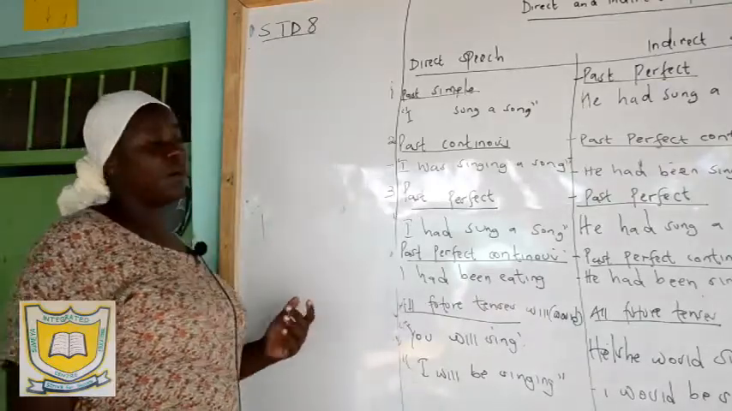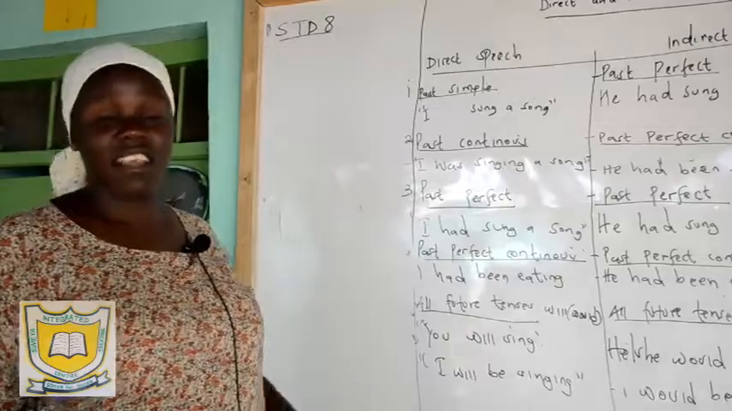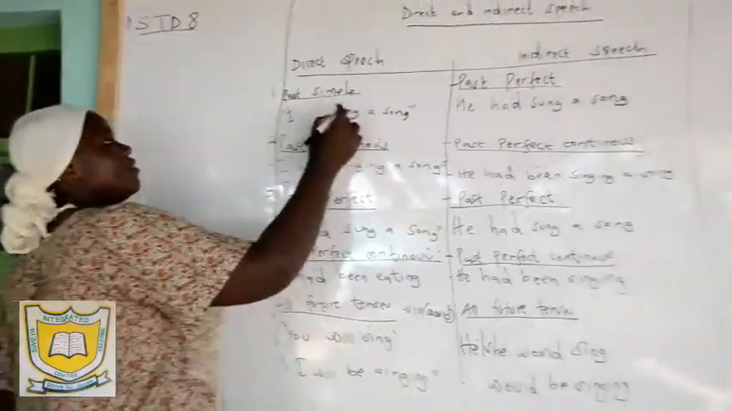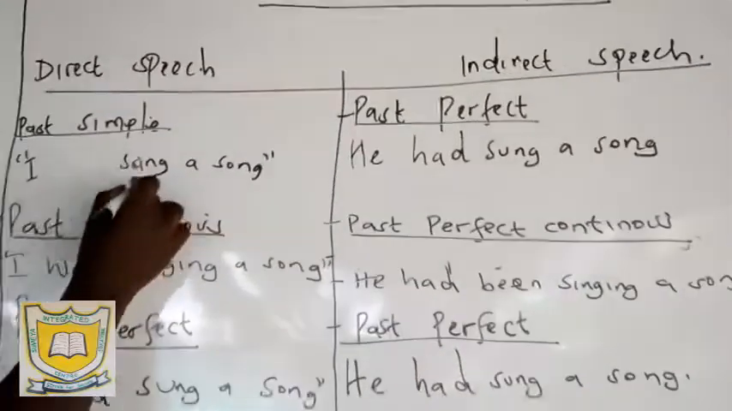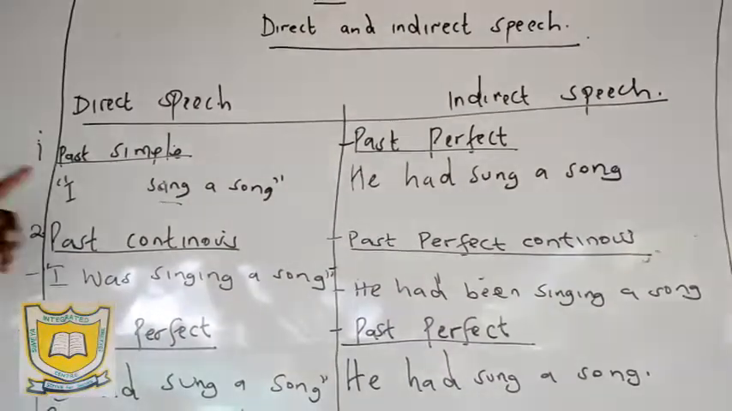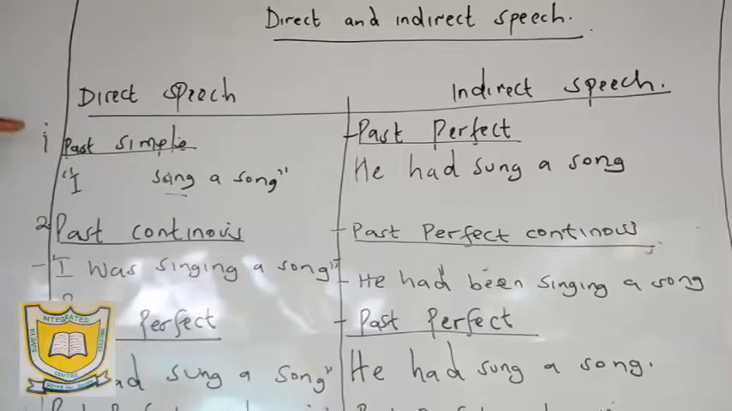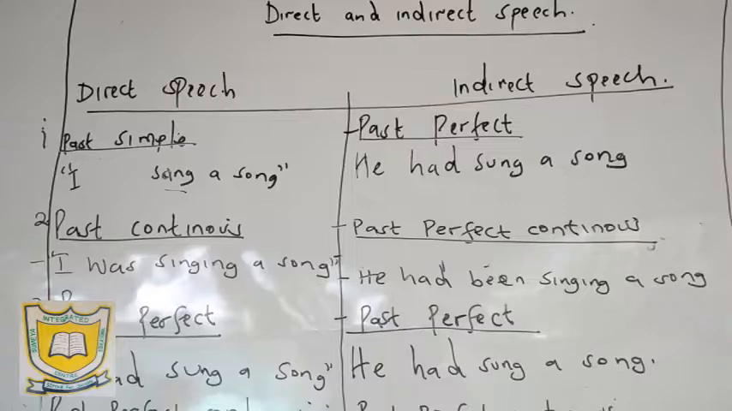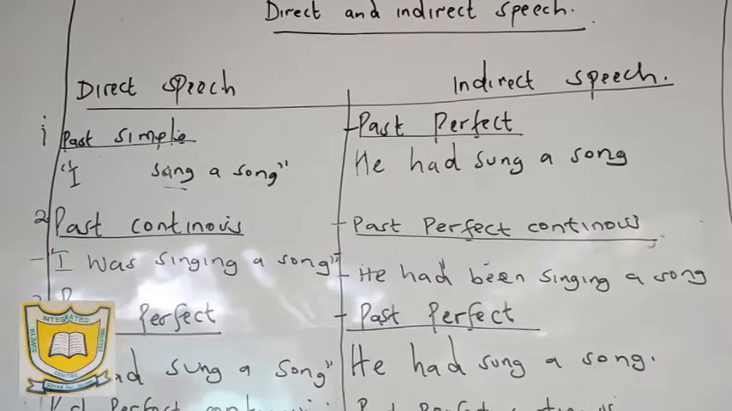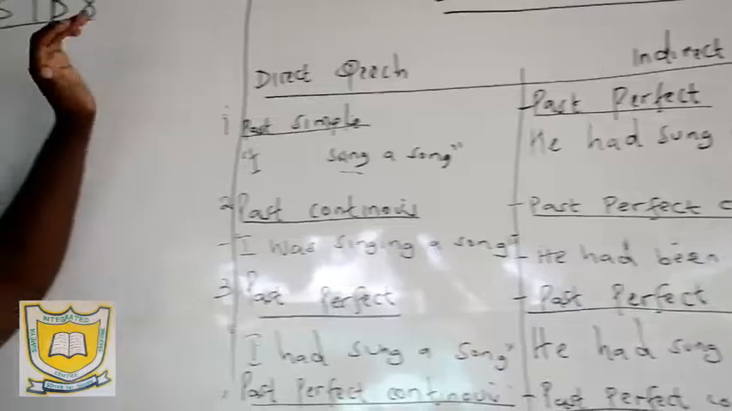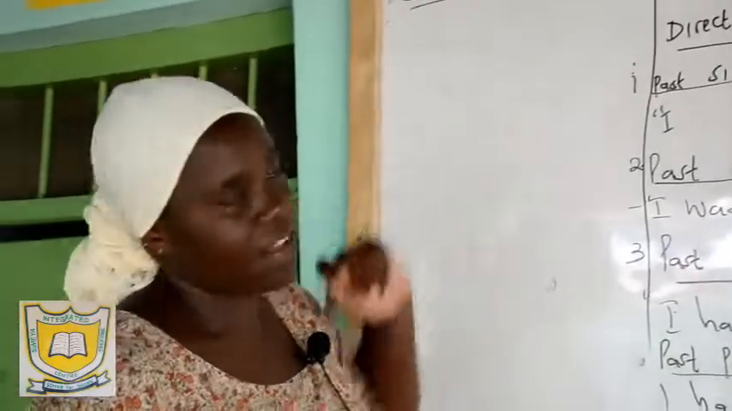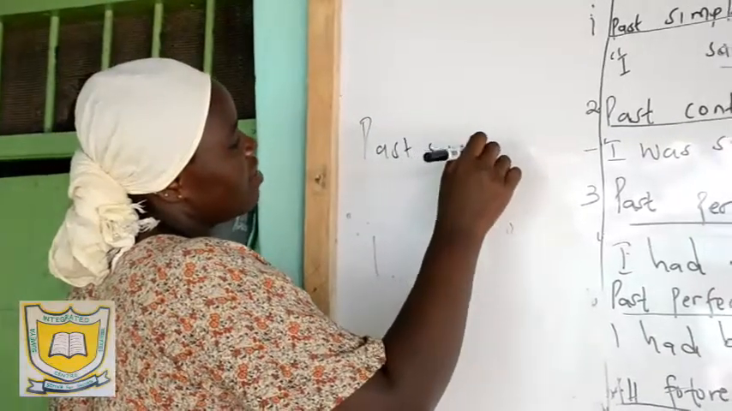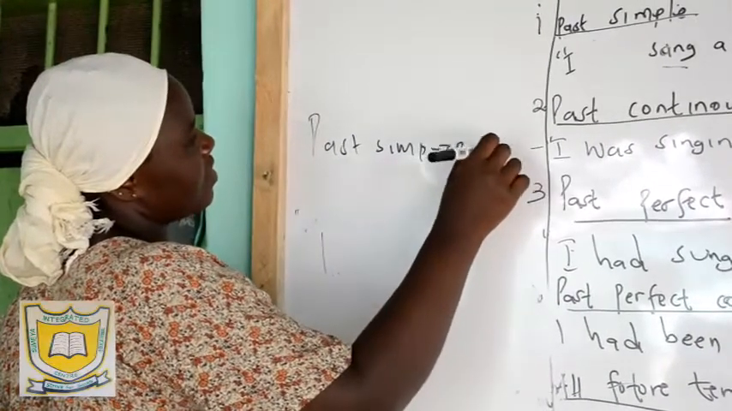So the past simple. If you need to identify the tense of the sentence, you simply check the verb. So the verb in my sentence, I sang a song, is the past simple. The past simple changes to the past perfect tense. How do you form the past perfect tense? You form a past perfect tense by use of had plus a past participle. So we've said the past simple tense changes to the past perfect tense.